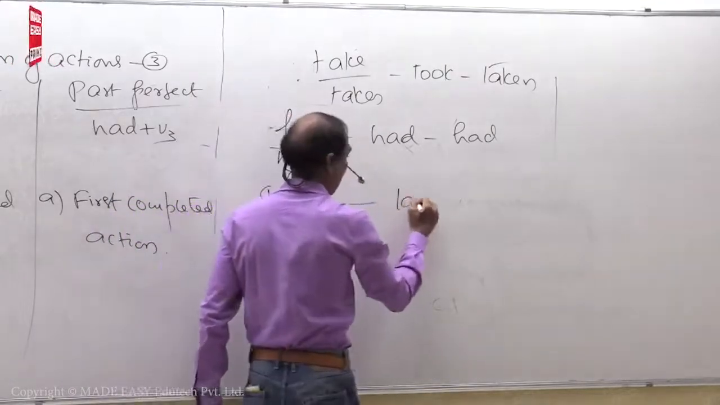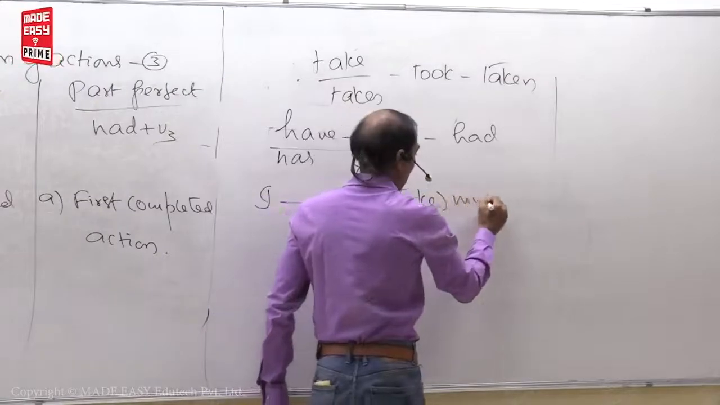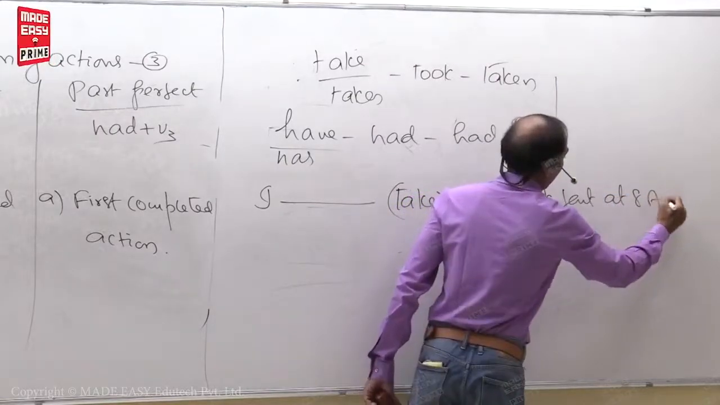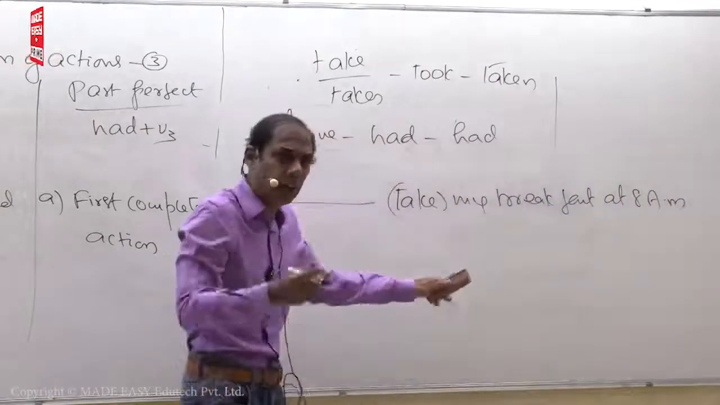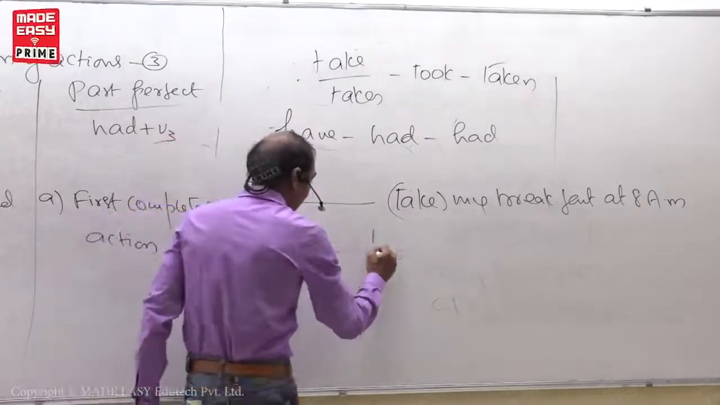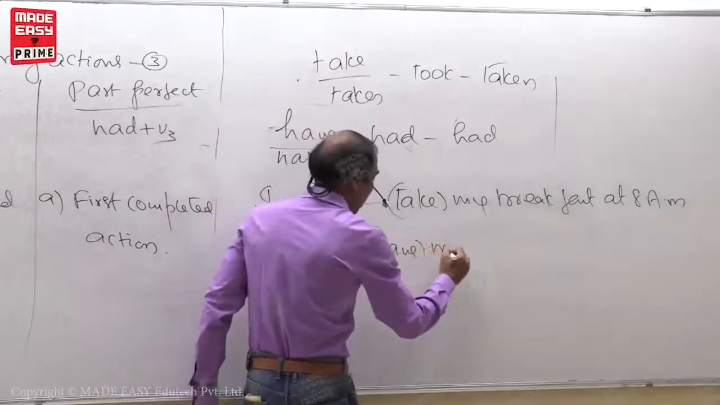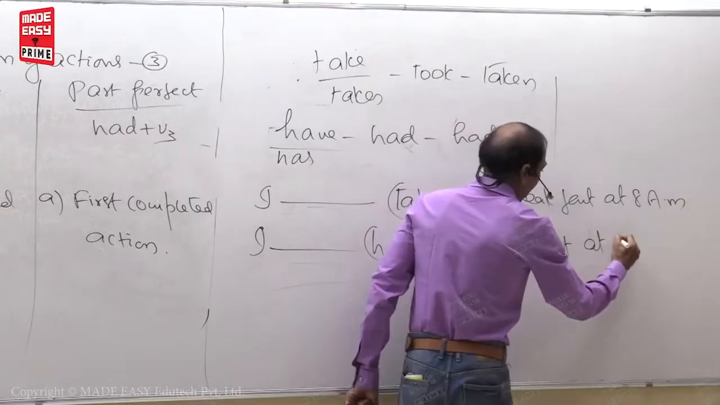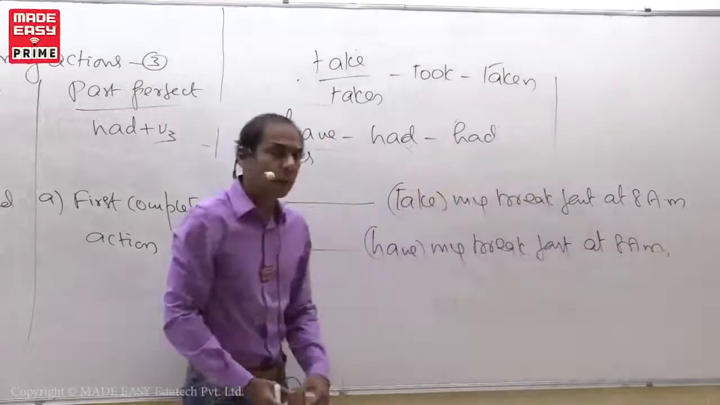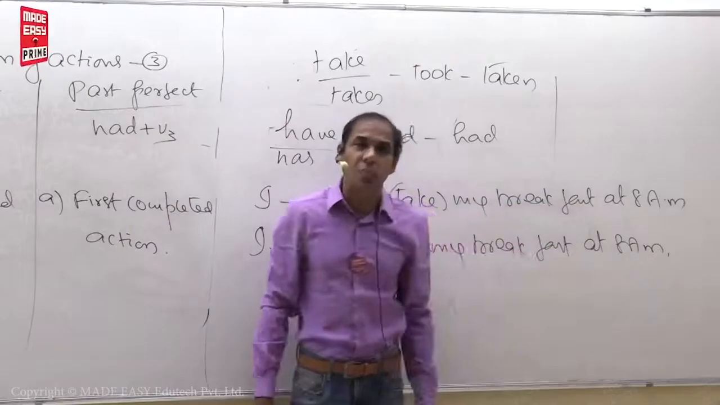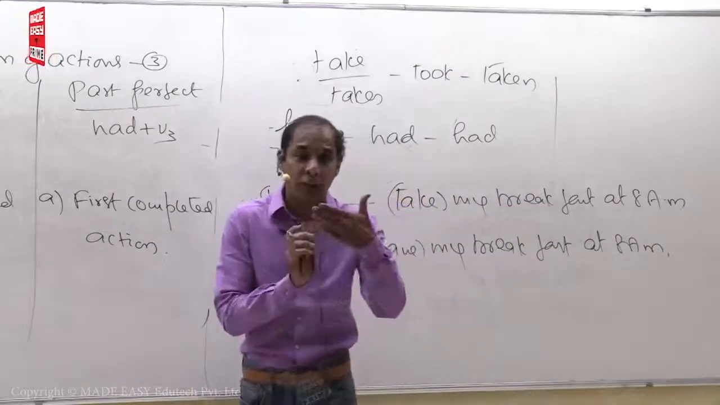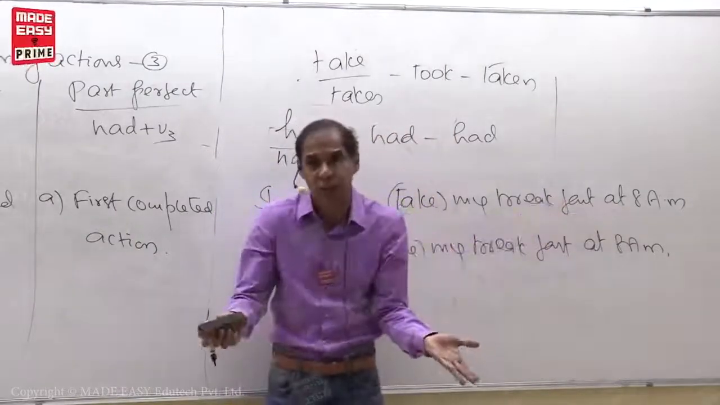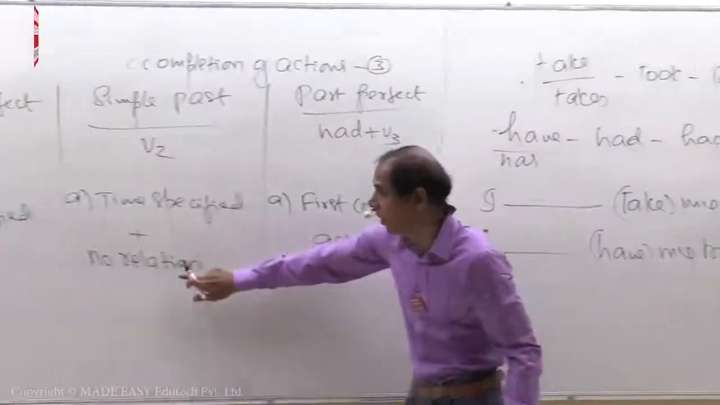I take my breakfast at 8 a.m. This sentence you have no need to write. Already I explained. Similarly, I have my breakfast at 8 a.m. See, time is specified. When the time is specified, first, what I told you, we have to identify whether we have a relation with time or not. 8 a.m. is gone. This is a different time. No relation with time. Time specified plus no relation.